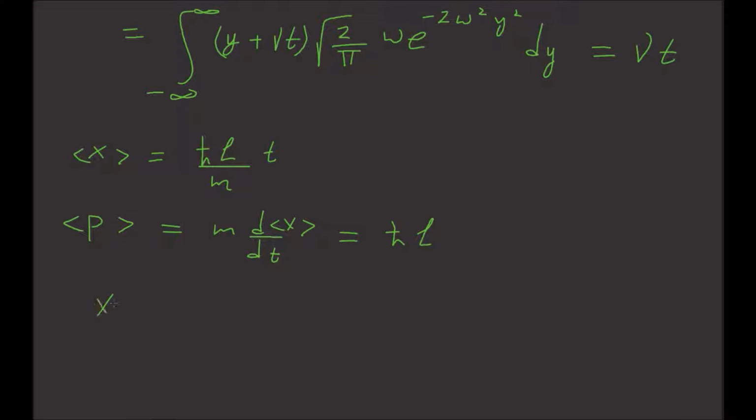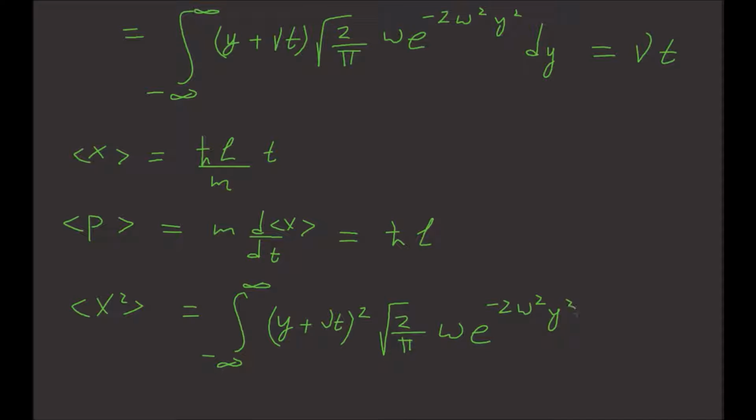So now the expectation value of x squared, we're gonna follow the same logic. So this is the integral from minus infinity to infinity of x squared, in this case y plus v times t squared, times the same wave function, I mean the probability density, which is square root of 2 divided by pi times omega times e to the minus 2 omega square y square dy.